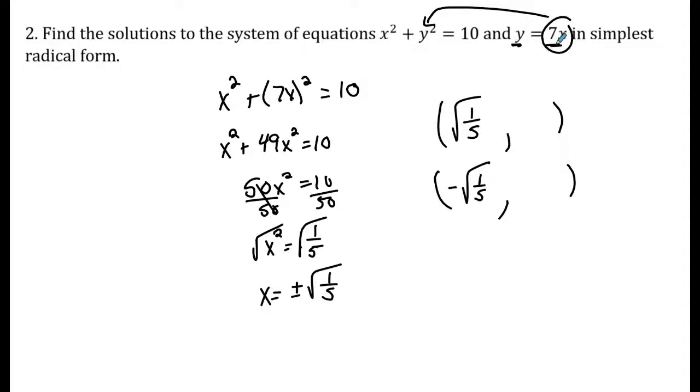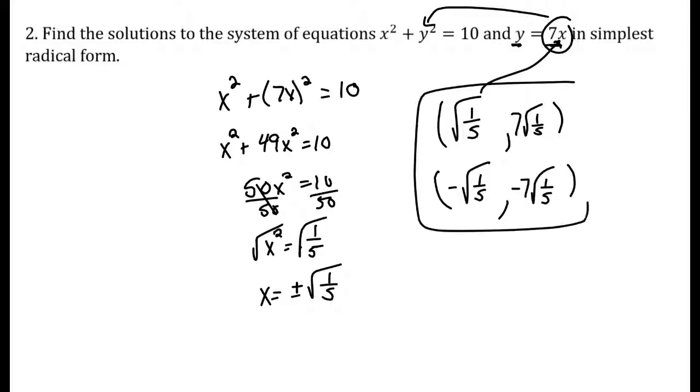Well, if that's my x value and I plug those in for x, that gives me 7 square roots of 1/5. And if I plug in negative square root of 1/5 for x, multiply it by 7, it gives me negative 7 square roots of 1/5. So we get these irrational numbers here as solutions to our system of equations.